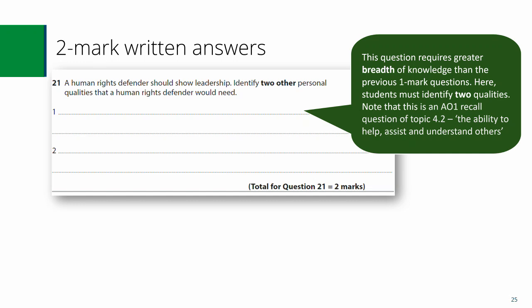Identify 2 other personal qualities a human rights defender might need. The students here are still being tested on AO1 recall, but they're being asked to retrieve 2 pieces of information rather than 1.